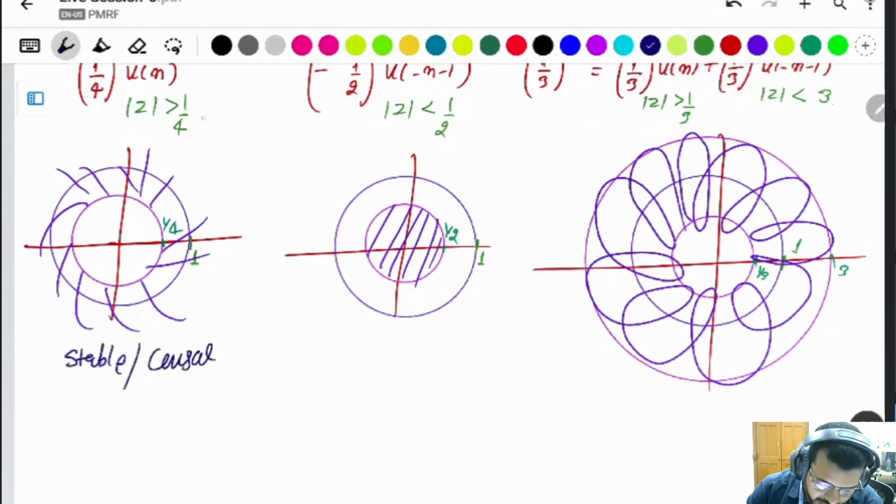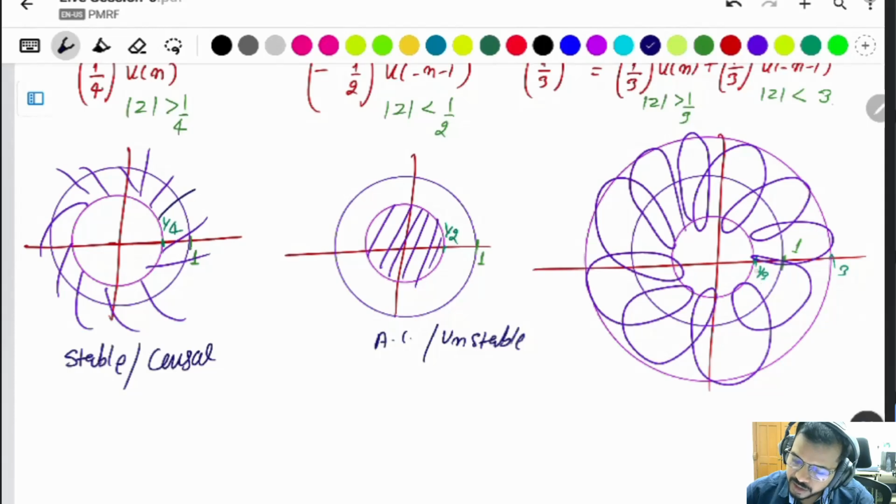Causal, why causal? Because this is a right-sided signal. And it is stable if the ROC includes the unit circle. If the ROC includes the unit circle, then the system will be stable. In the second case, it is anti-causal but unstable. This ROC does not include the unit radius. Here is the unit radius, this one, and the ROC is not including it. That's why this is an unstable signal.